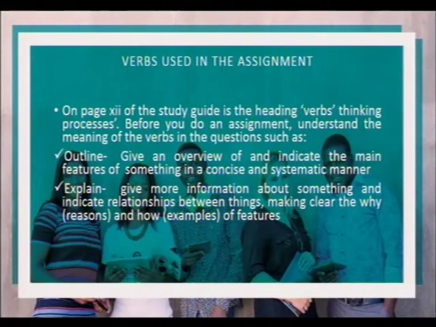So once again, just like in previous contact classes, we always look at the verbs used in the assignment. And we found that students don't read page 7 of the study guide. Therefore, they do not understand the verbs that are used in the assignment, and therefore they lose marks. So please go through those verbs and understand them so that you are guided on how to answer questions. Some of the verbs that we've used are outline, explain, define, describe, and list. So just go through the guide and read up on what each of those verbs mean.